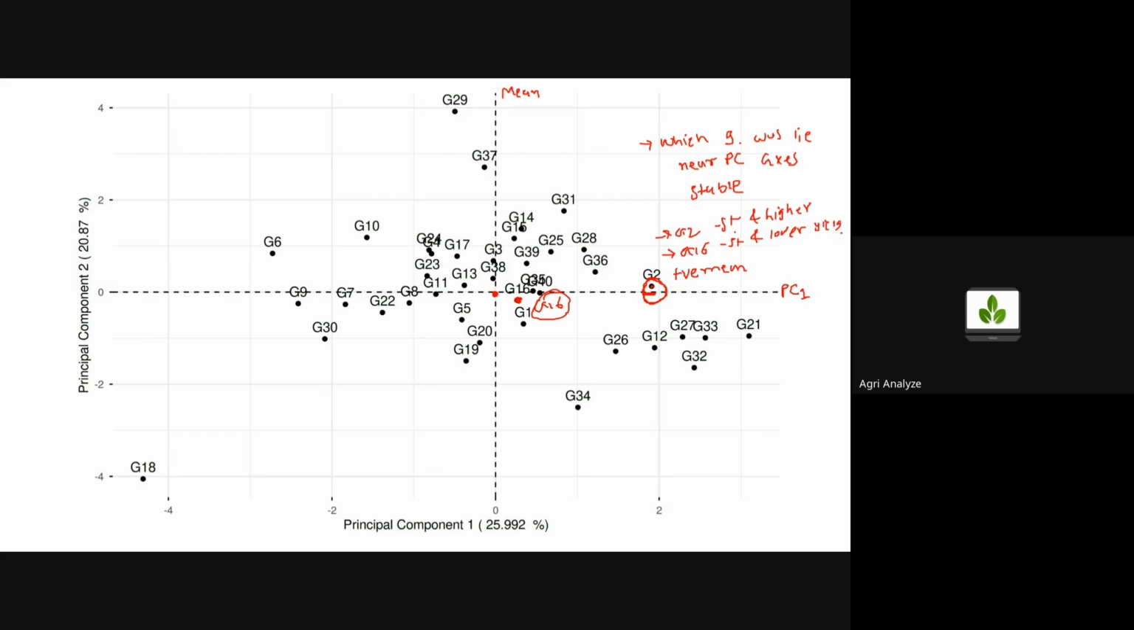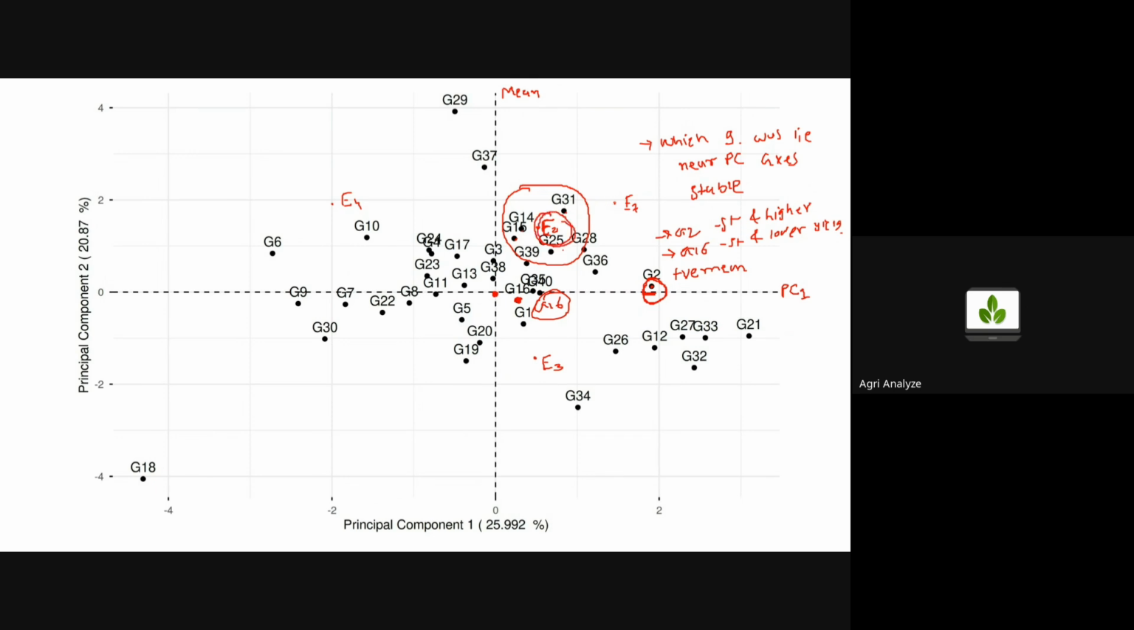Okay. And here, if we have 4 environments, this is the position of environment 1. This is the position of environment 2. This is the position of environment 3. And this is the position of environment 4. So here we can also conclude which genotypes lying in environment 2 were favorable in environment 2. So genotype 31, genotype 41, 14, 15, 39, 25, and 28 were favorable only in the E2 environment.